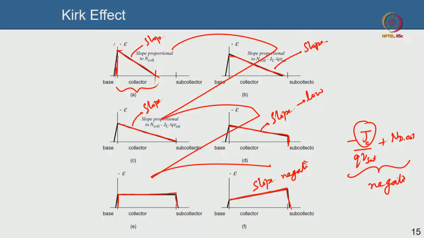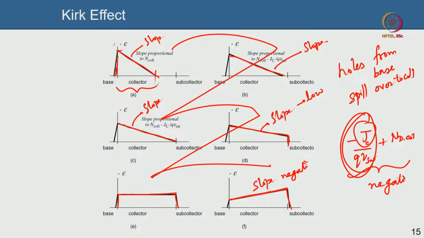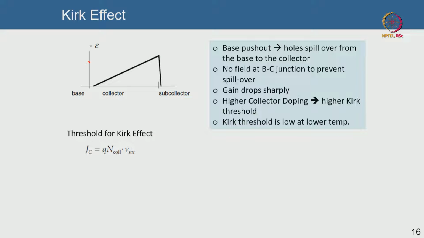Keep increasing more, this will become more negative. Eventually, the holes from the base will spill over to the collector, because at this point the field will become 0. If the field becomes 0 like this, you see this point the field has become 0, and it's a very steep negative slope.